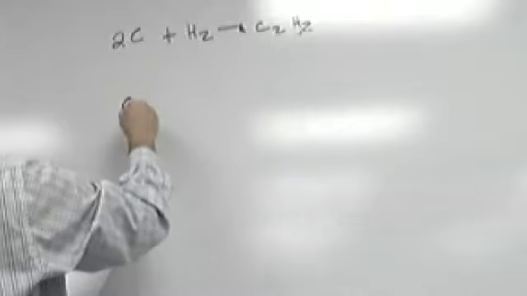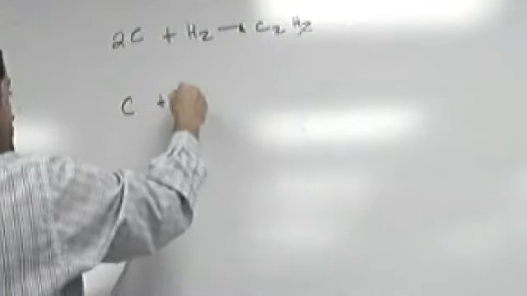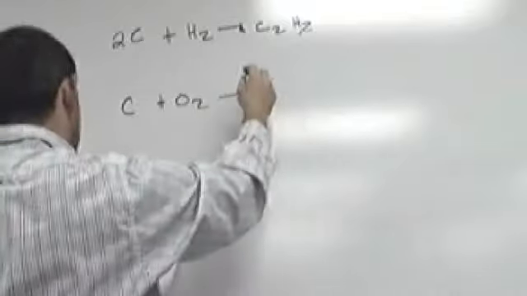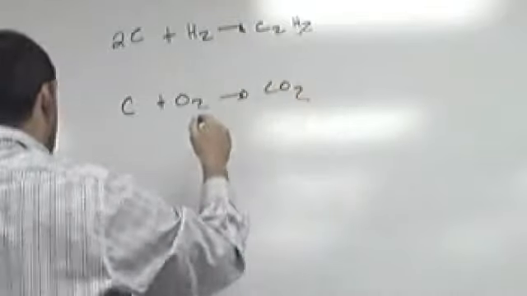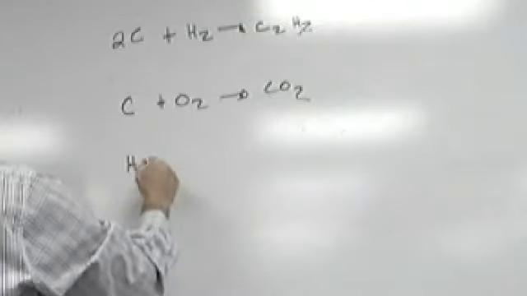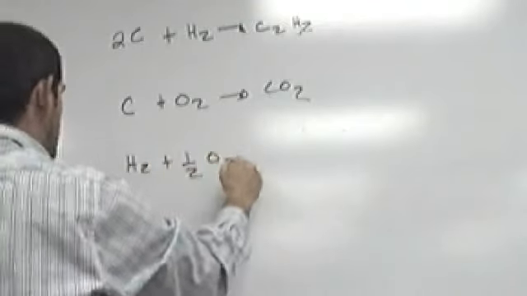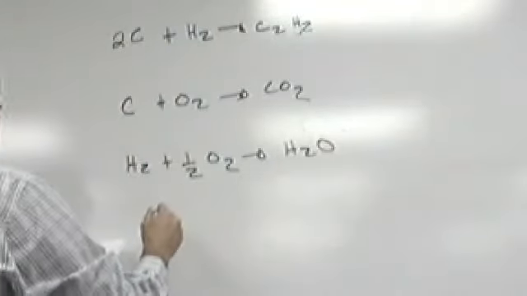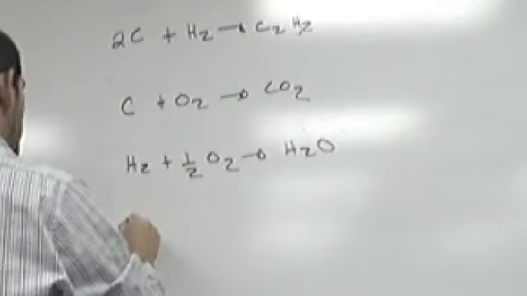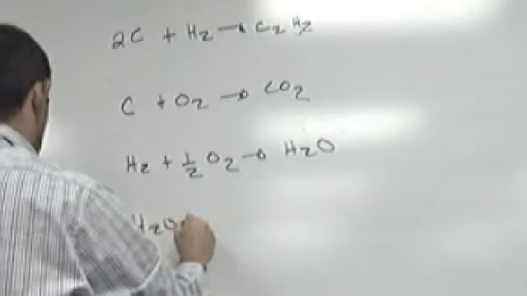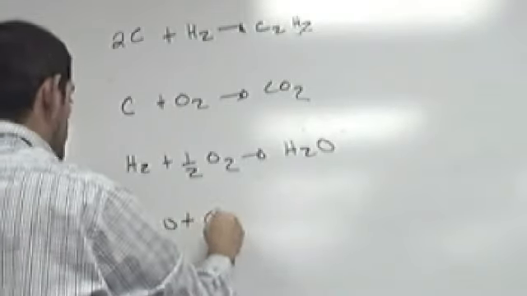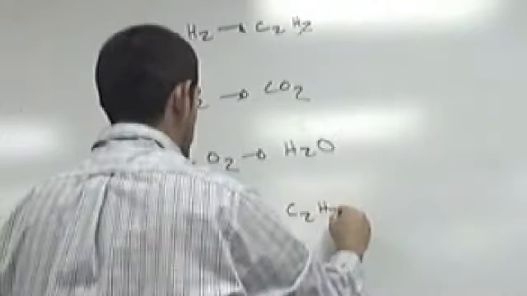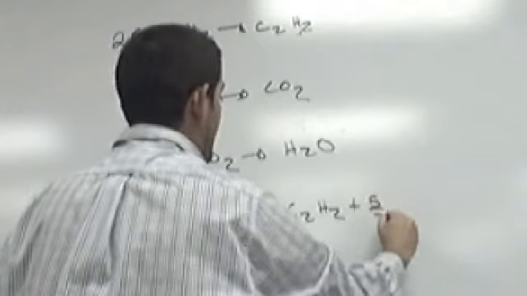So if we have carbon plus O2 to yield CO2, and then we have H2 plus 1/2 O2 yields H2O. And then finally, we have H2O plus CO2 to yield C2H2 plus 5/2 O2.